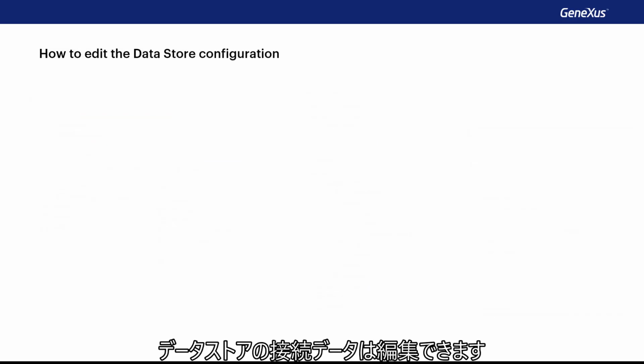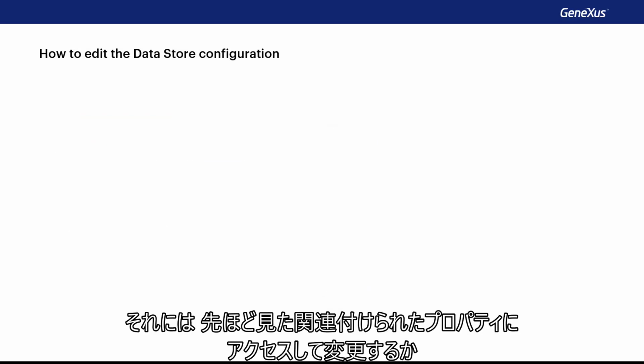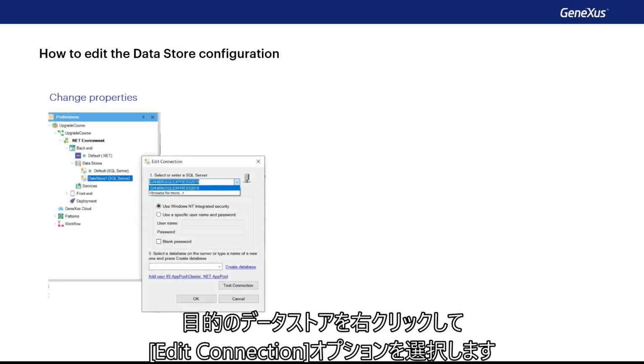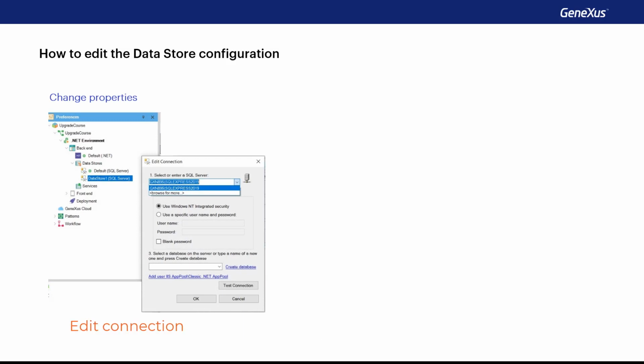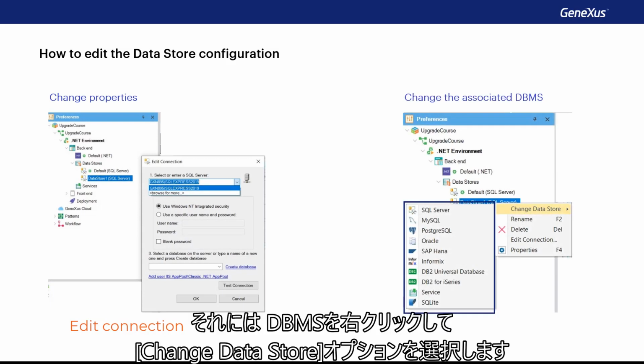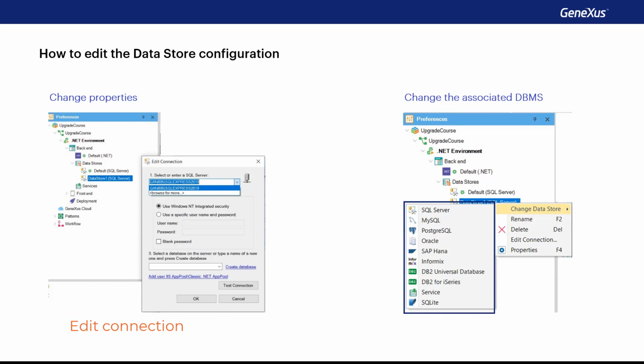You can edit the connection data of a data store by accessing and modifying the associated properties that we saw before, or by right-clicking on the data store and selecting the Edit Connection option. It's also possible to modify the associated DBMS by right-clicking on it and selecting the Change Data Store option.